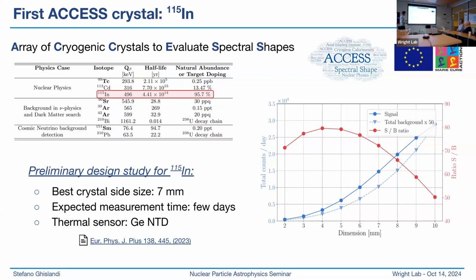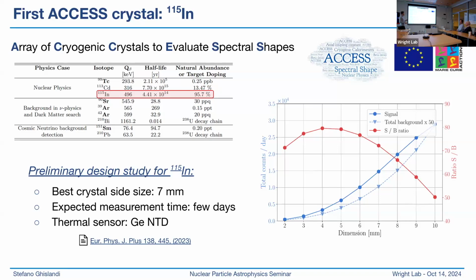Then there are other isotopes that are of interest for backgrounds in neutrino physics or dark matter searches. We noticed that the shape of many of the beta decays are not really precise measurements. For example, also for potassium-40, which is everywhere, the last measurement was done decades ago. And this is important because when you want to model the background of a certain experiment, if you know with precision the shape of these decays, this can help a lot.